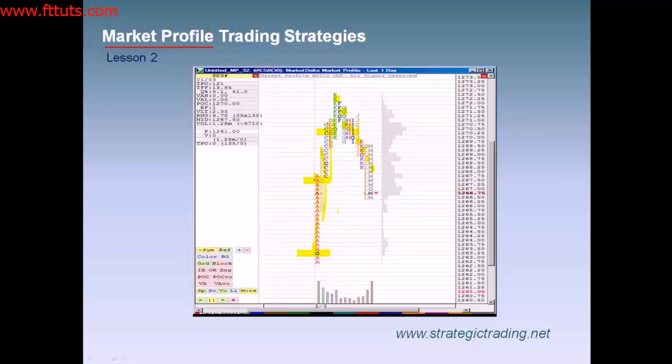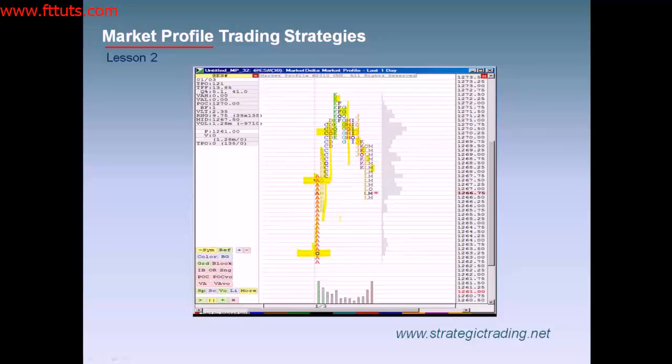Now notice, each of these ranges also has a different range. The biggest range here is our A period, or the first range of the day. And the smallest one was the H range here, if you will look at that.